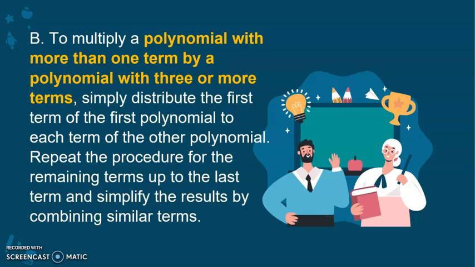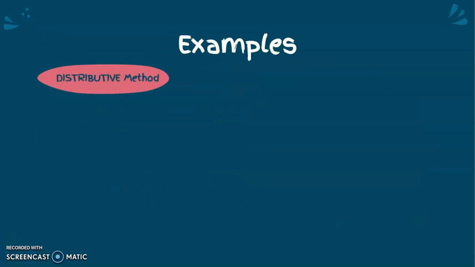Okay. So, letter B. To multiply a polynomial of more than one term by a polynomial with 3 or more terms, simply distribute the first term of the first polynomial to each term of the other polynomial. Repeat the procedure for the remaining terms up to the last term and simplify the results by combining similar terms. Okay. So, example. In letter B, there are many terms now. It is no longer binomial by binomial, so it is a polynomial. Okay.